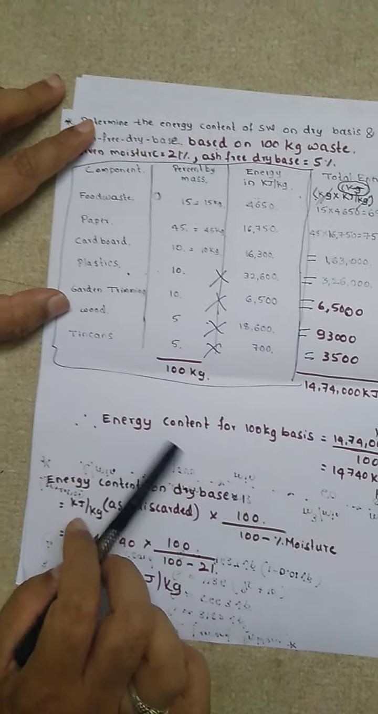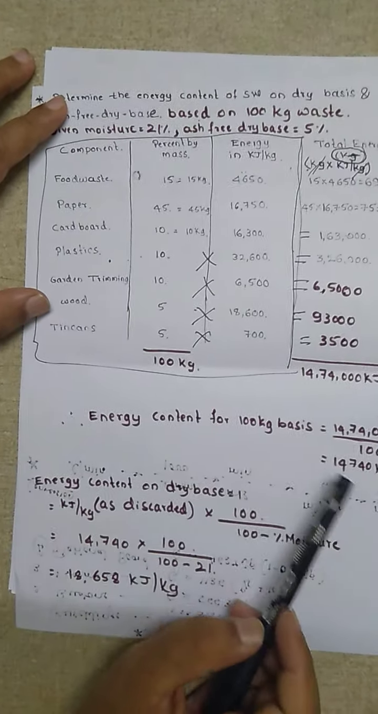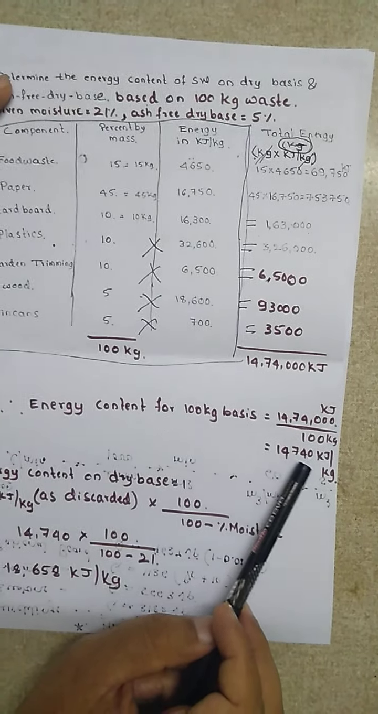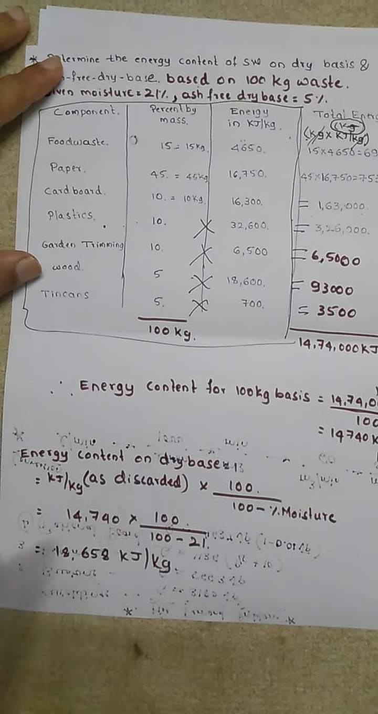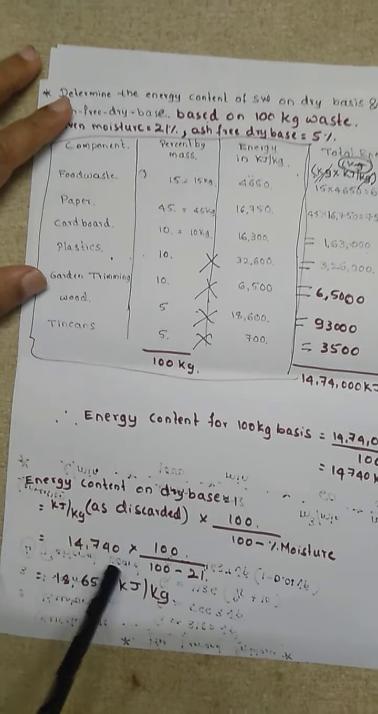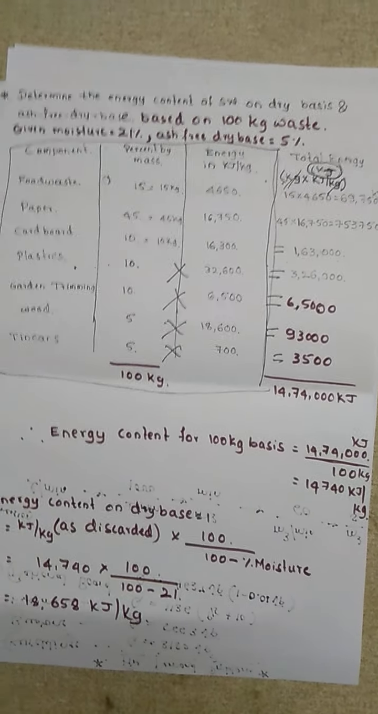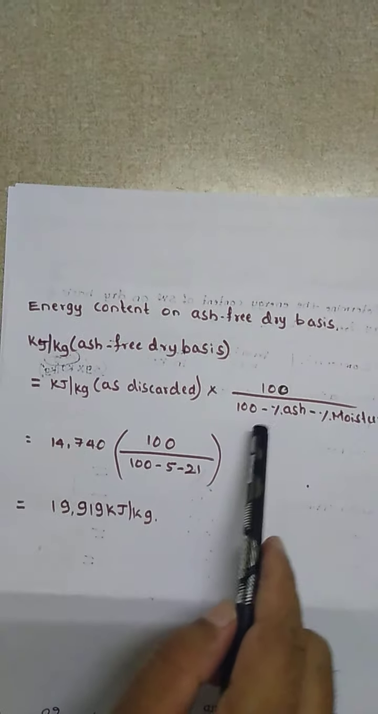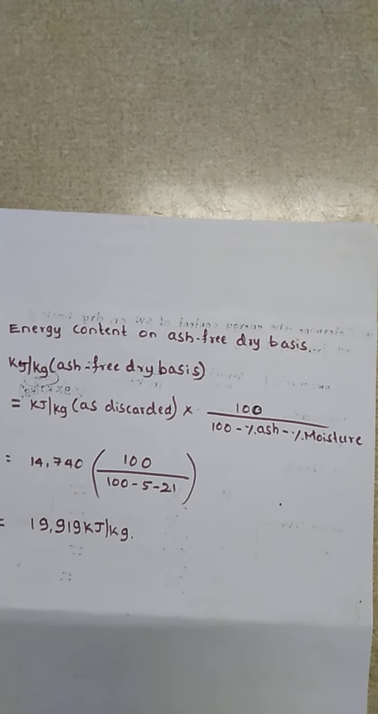Now per kg, how much energy this per kg of the waste, mixed waste, is going to have. You are going to divide it by 100, you are going to get 14,740. Why are you going to divide it by 100? Because 100 kg base is given to you. Then ash free dry base, your energy content you have calculated, then multiply by 100 divided by 100 minus 21. So you are going to get the ash free dry base. The formula for your ash free dry base is 100 divided by 100 minus ash minus moisture. Then you will be finding this.